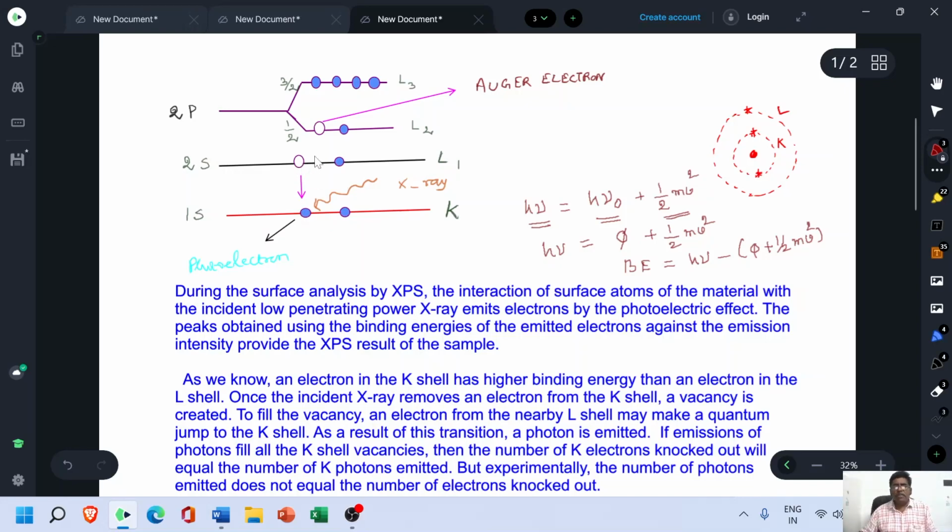At the same instant of time, another electron from the L2 subshell. Here L1 is the s orbit in the L shell, and L2 is the p orbit in the L shell. Another electron is automatically coming out of the system. The transition of this type is called Auger transition. During this Auger transition, no radiation is emitted.